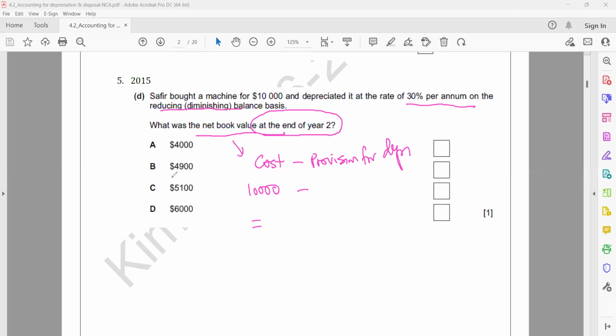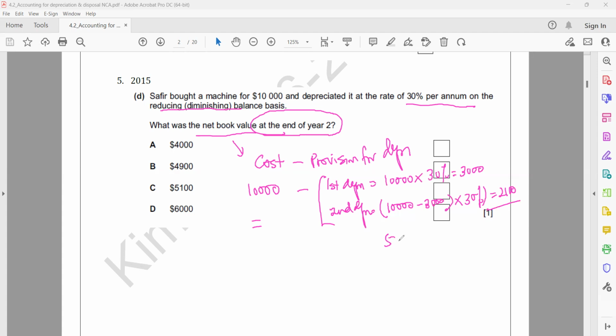D, 6,000. So for your first year, how to calculate the first year depreciation? First year depreciation is just the cost times 30%. So we get 3,000. For the second year depreciation, we have to take 10,000 minus 3,000 and then times 30%. So we will get 2,100. Total depreciation is now 5,100. So you take 10,000 minus this, because they ask for the net book value. This is the provision for depreciation. This is the cost.